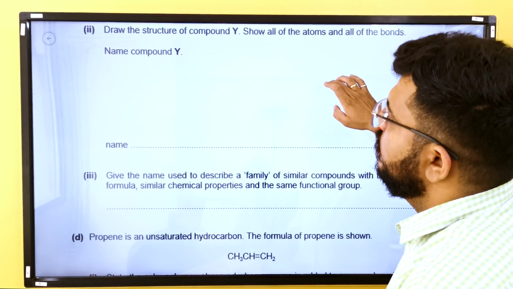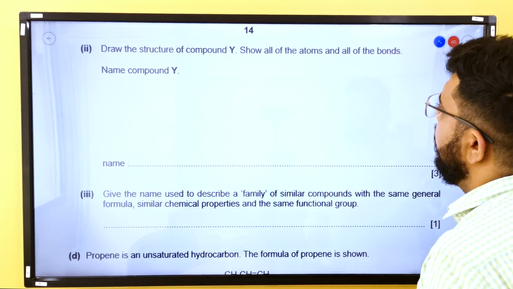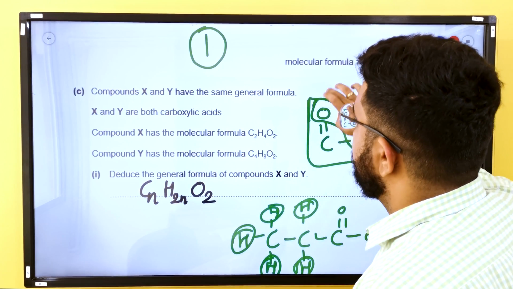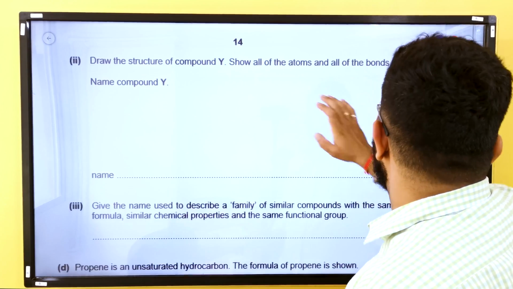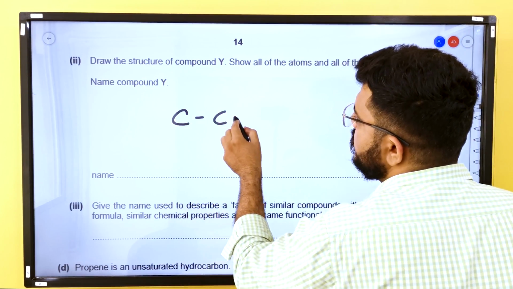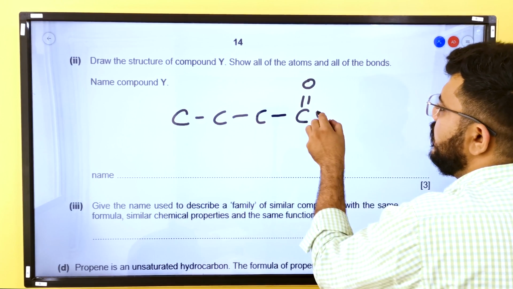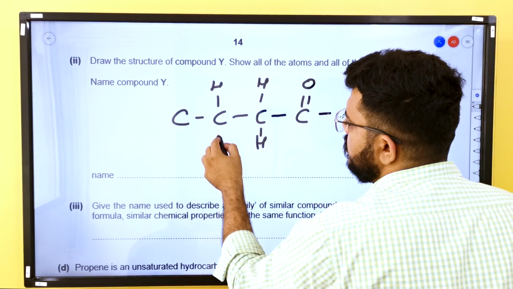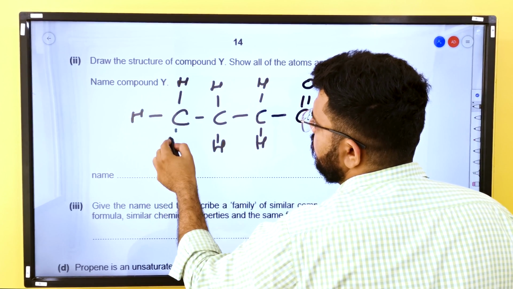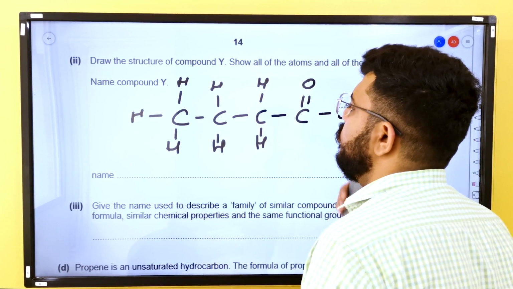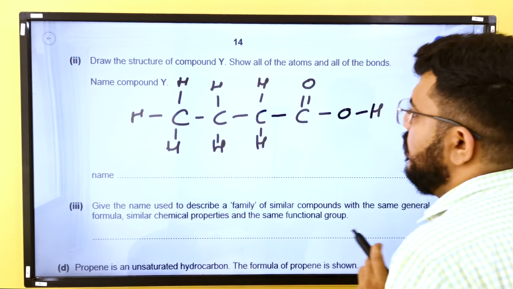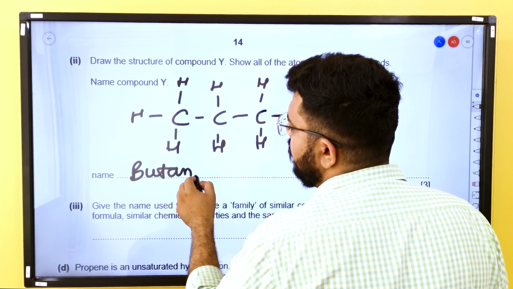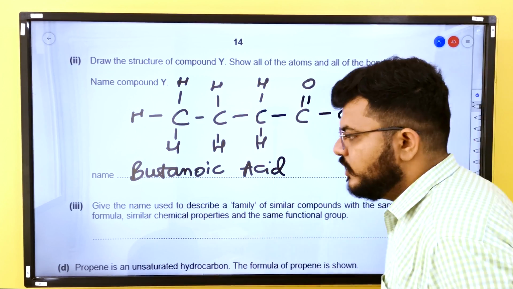Draw the structure of compound Y. Show all of the atoms and all of the bonds. Okay. First, let us see. Compound Y is C4H8O2. So we are going to draw C4H8O2. So 4 carbons, right? Let's say this carbon contains the acid group. Then hydrogen, hydrogen, hydrogen, hydrogen, hydrogen. Now, if you count the number of hydrogen, they are 8. We have 2 oxygen and 4 carbon. What is the name of this compound? Meth, eth, prop, but. So the name of the compound is butanoic acid, right? This is the name of this compound.